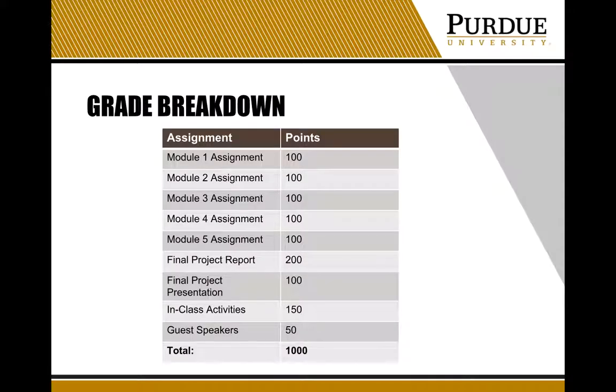Here's how your grade is broken down. Each module, the assignment in that module will be worth 100 points, for a total of 500. Your final project report is going to be worth 200 points. Your final project presentation is 100 points. Each week you have about 10 points of in-class activities for a total of 150, and each module you have 10 points of guest speakers for a total of 50. All in all, 1,000 points. Should be pretty easy for you guys to calculate your grades this way, and I will try to keep things updated.